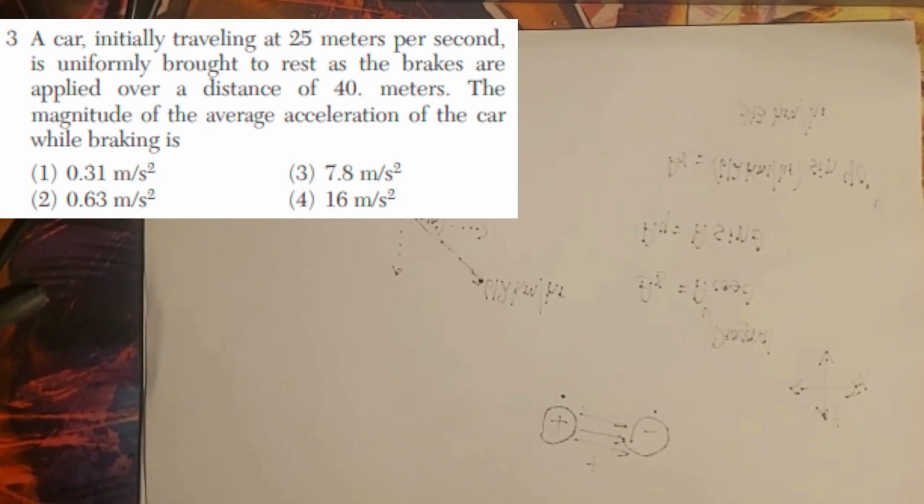Okay, we have a car initially traveling at 25 meters per second, and it's uniformly brought to rest as the brakes are applied over a distance of 40 meters. The magnitude of the average acceleration of the car while braking is blank.